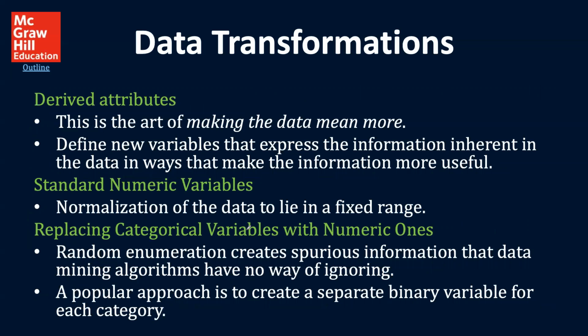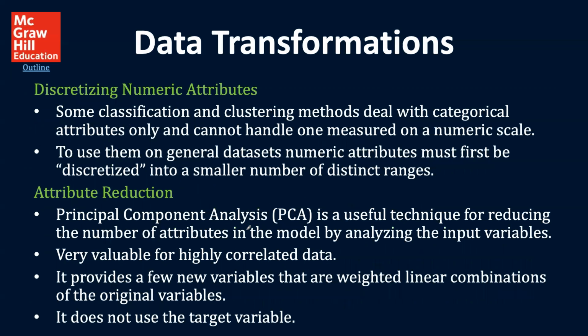So to finish up with data transformations with a couple of slides, for derived attributes, this is the art of making the data mean more. Define new variables that express the information inherent in the data in ways that make the information more useful. So thus, this is a productive result, and then you have something that's more meaningful. You can have standard numeric variables. You can have normalization of the data to lie in a fixed range. You can replace categorical variables with numeric ones. Random enumeration creates spurious information that data mining algorithms have no way of ignoring. A popular approach is to create a separate binary variable for each category.